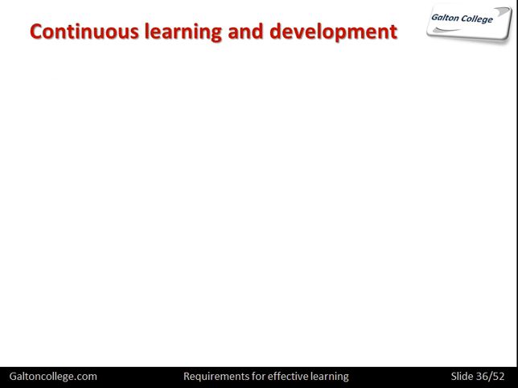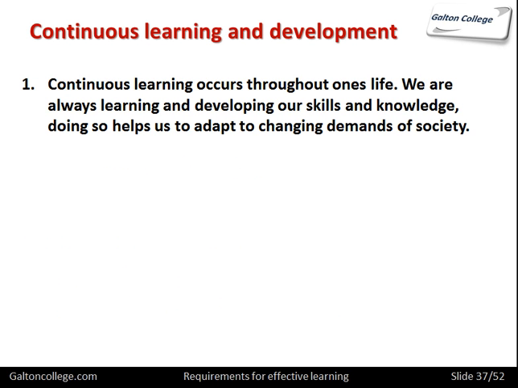Now, continuous learning and development. Continuous learning occurs throughout one's life. We are always learning and developing our skills and knowledge. Doing so helps us to adapt to the changing demands of society. So we are constantly almost evolving in a societal sense. We're learning the way society is changing, we're adapting to it, we're gaining new experiences all the time of new technologies, new ways of doing things.